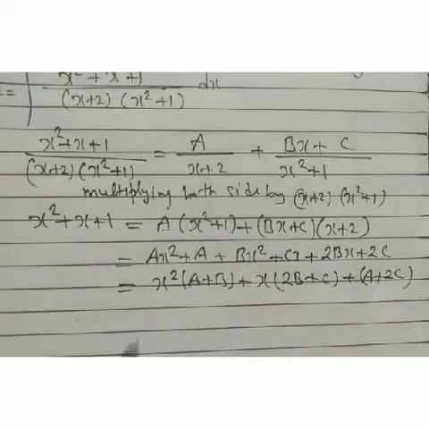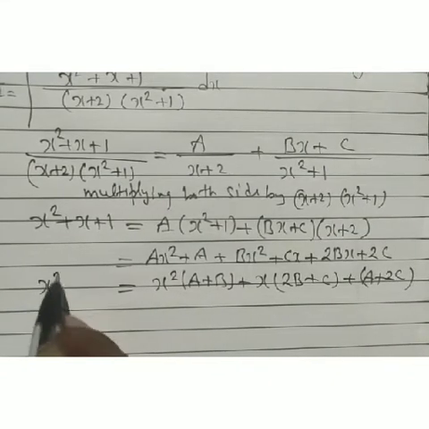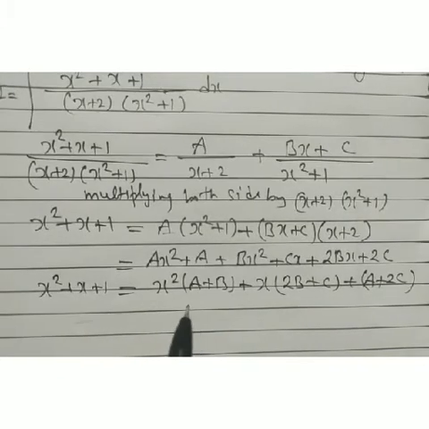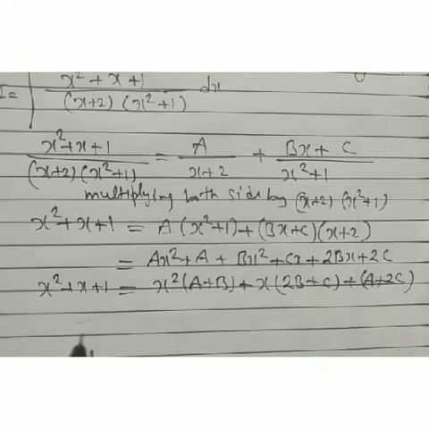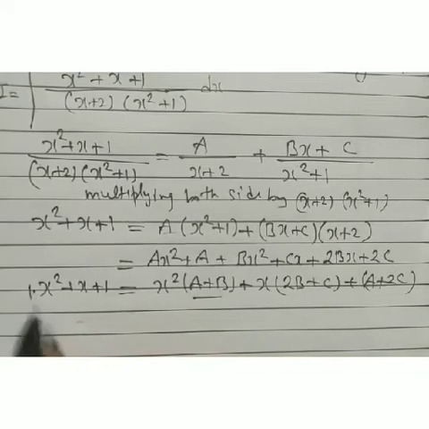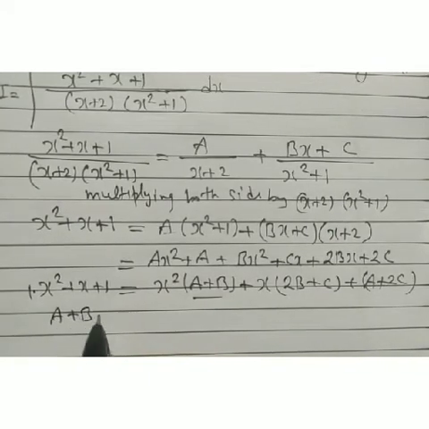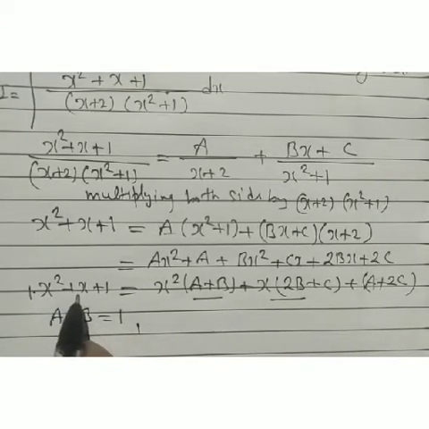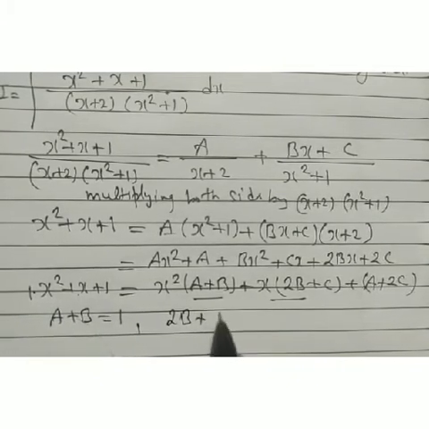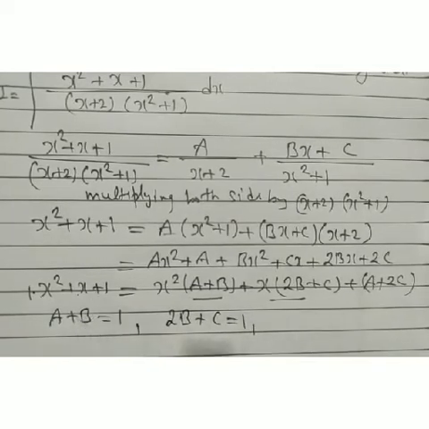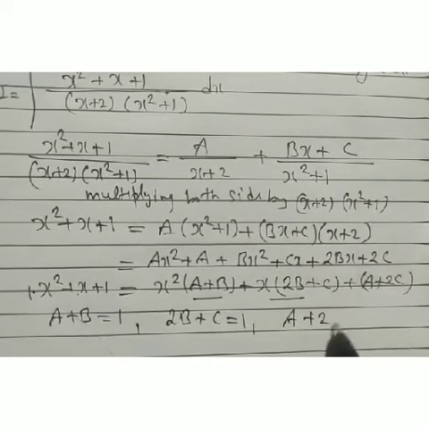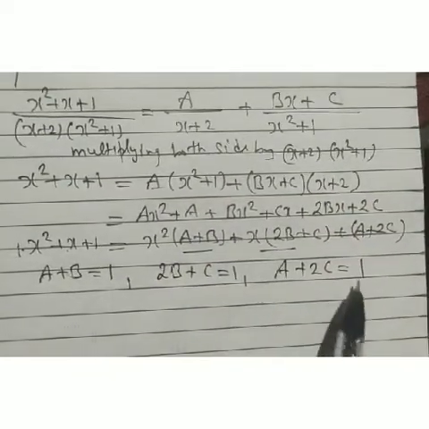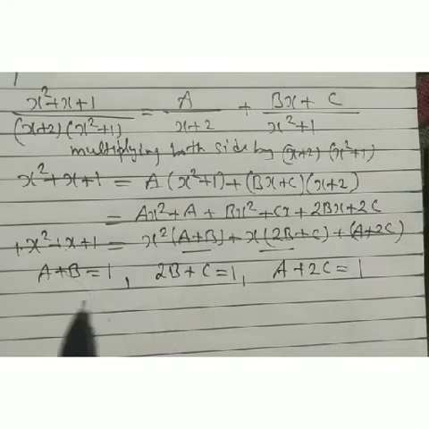Now look at x square plus x plus 1. We compare the coefficients of x square, x and the constant terms. The coefficient of x square gives a plus b equal to 1, the coefficient of x gives 2b plus c equal to 1, and the constant part gives a plus 2c equal to 1. Now we have 3 unknowns and 3 equations, and we are able to solve them one by one.